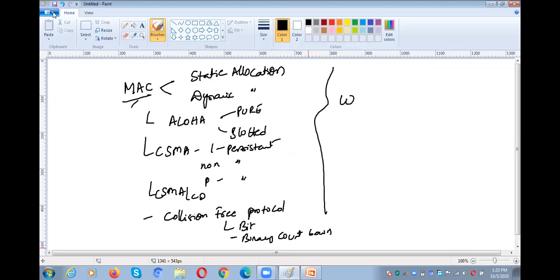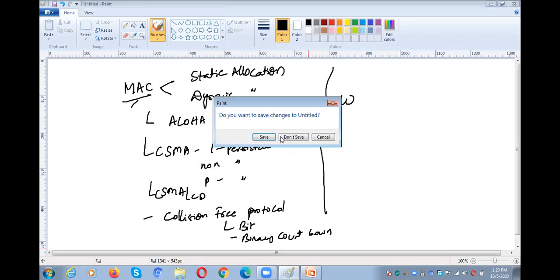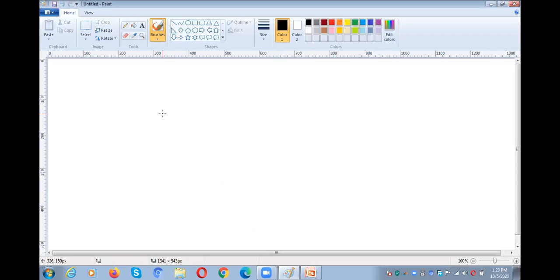I will let you know one thing. Wireless LAN means there is no wire between the communication parties. There is no cable between the communication parties. So what is the problem in wireless LAN? Let me explain with an example.